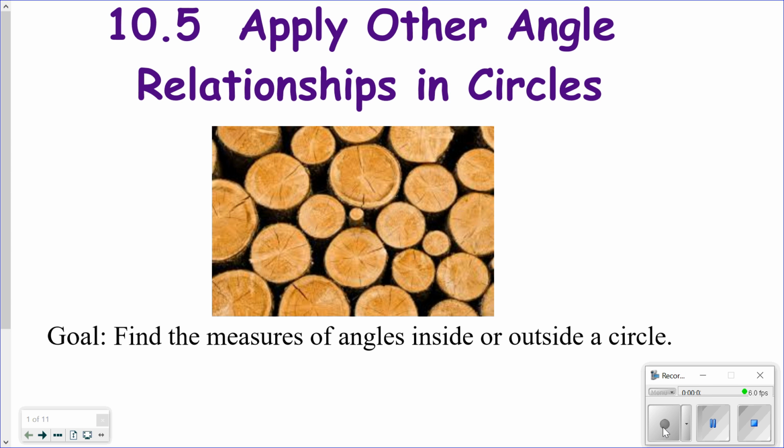Hi everyone, today we are going to start 10.5, which is apply other angle relationships in circles. And our goal is to find the measures of angles inside or outside of a circle.